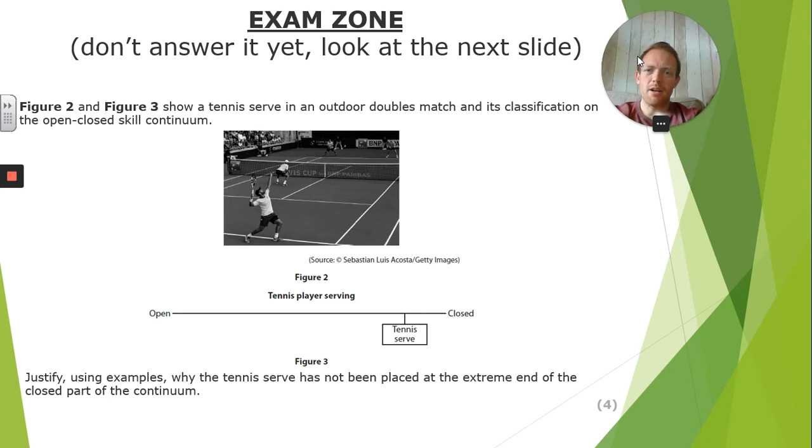So let's break it down first. What are we looking for? So at first, we're looking for figure 2 and figure 3. Let's get our head around those. What are they? So we can see the doubles match like it says, and they've got a continuum there. What we need to notice there is that this continuum, they've put open first and closed last.